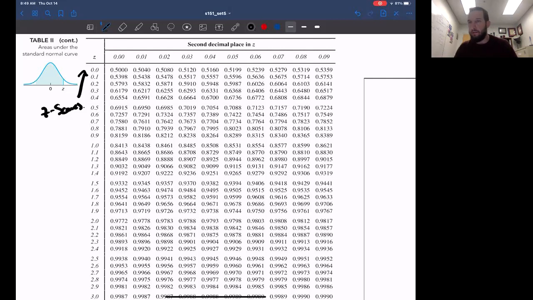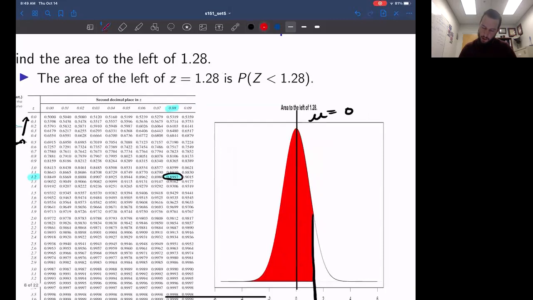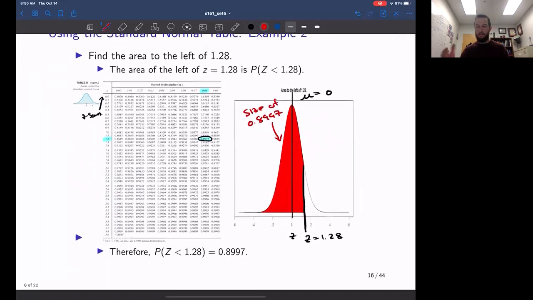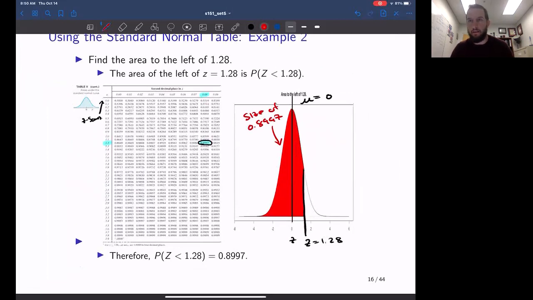Okay, so to find the area to the left of 1.28, we start by looking for 1.2, and then we come across to 0.08. So you can see that this works in the exact same way as example 1. We're just working with a positive number rather than a negative number. We find the intersection, which is 0.8997. This is going to be the area below the curve to the left of 1.28. So this whole red shaded area is of size 0.8997. Because area under the curve is the same thing as a probability, since the area to the left of 1.28 is 0.8997, the probability that a z-score is less than 1.28 is 0.8997.